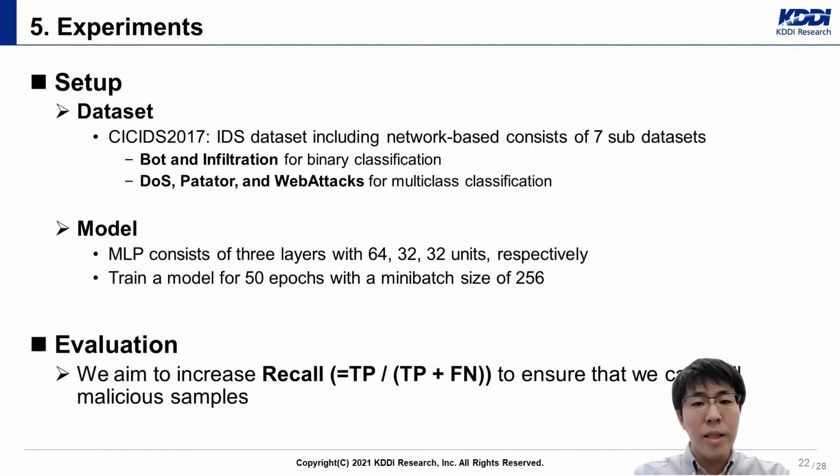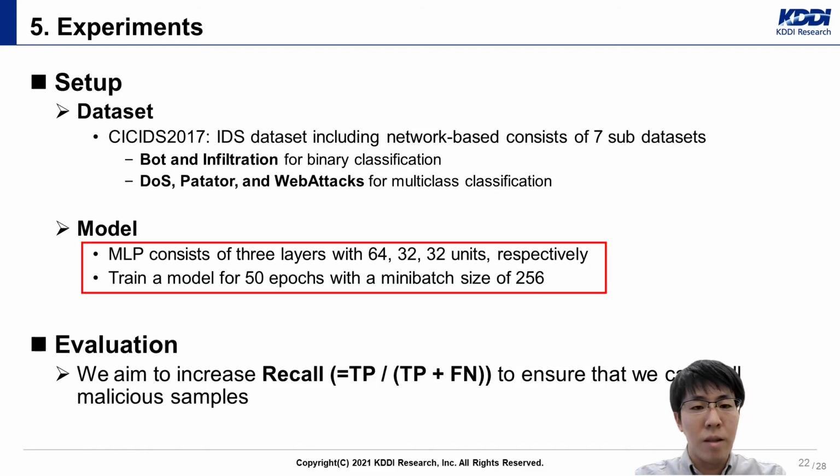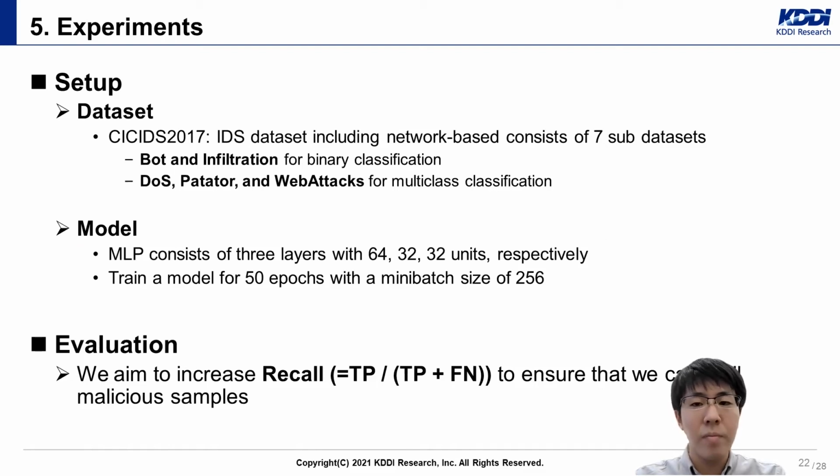Specifically, CIC IDS 2017 contains 7 datasets for machine learning purposes. In order to deal with the imbalanced classification, we use 5 datasets in the CIC IDS 2017. We use a multi-layer perceptron model to train and classify the datasets. The structure and hyperparameters are shown here.